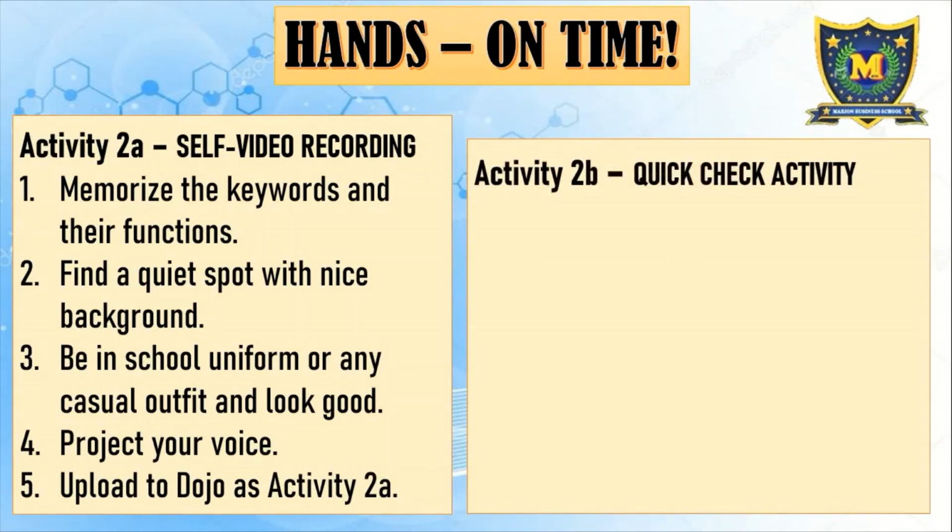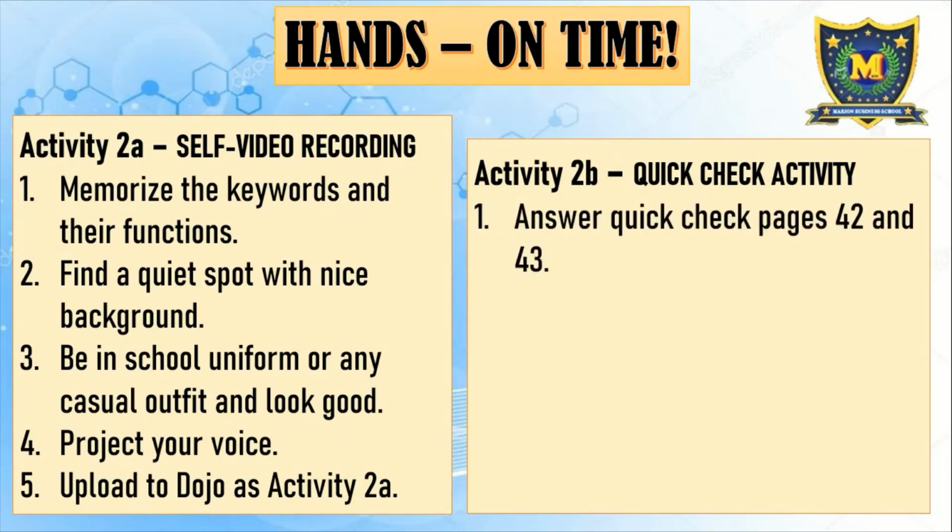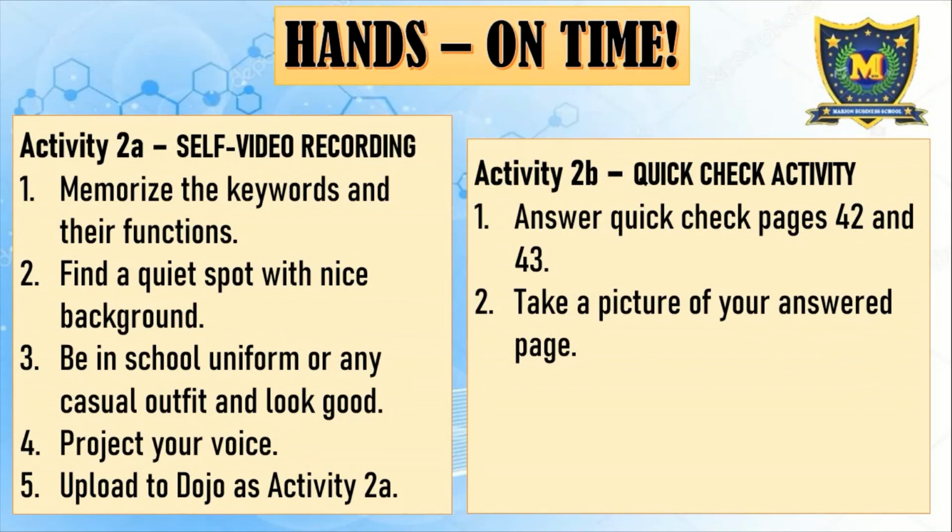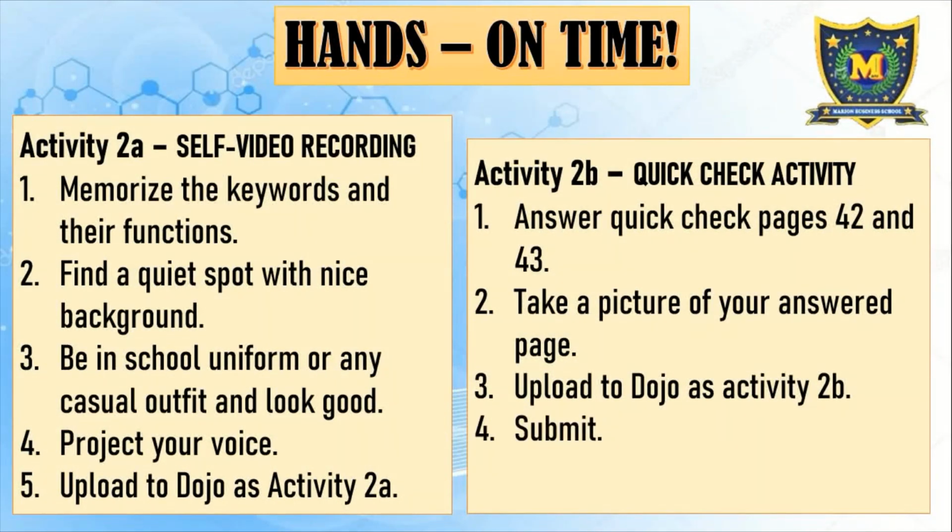For your activity 2B, it's quick check activity. First, you need to answer quick check pages 42 and 43. Take a picture of your answered page, upload to Dojo as activity 2B, then click submit.